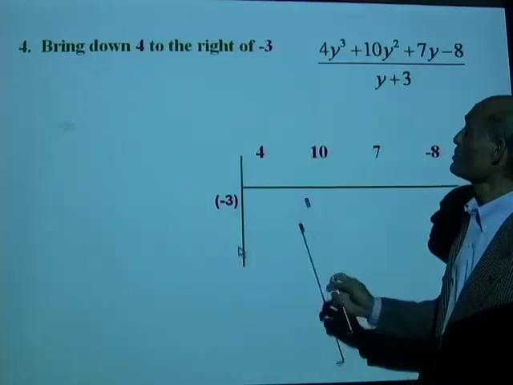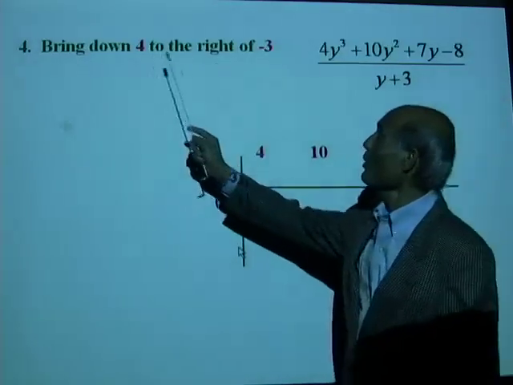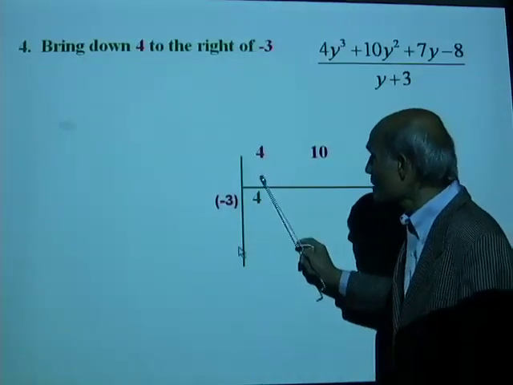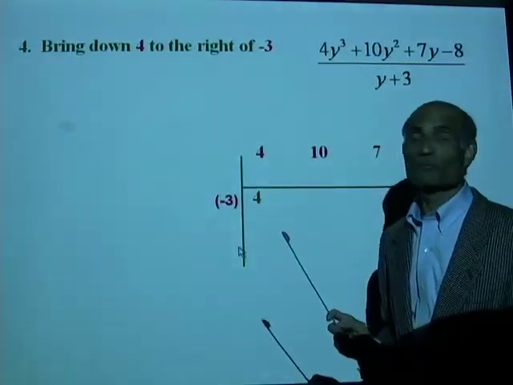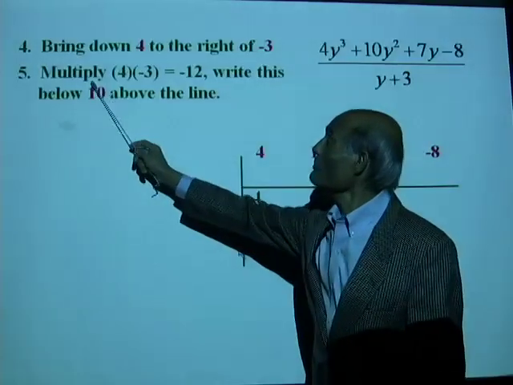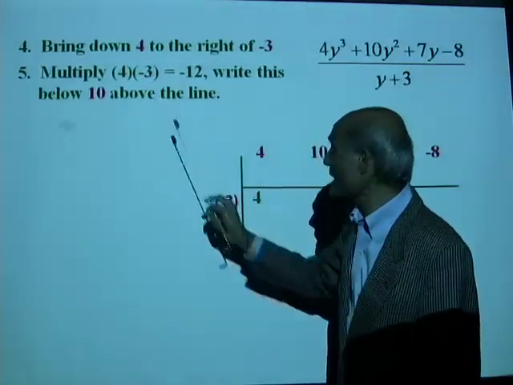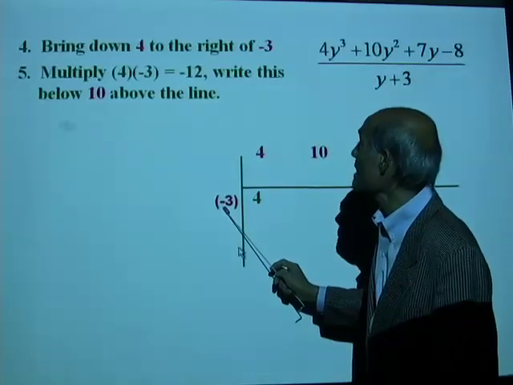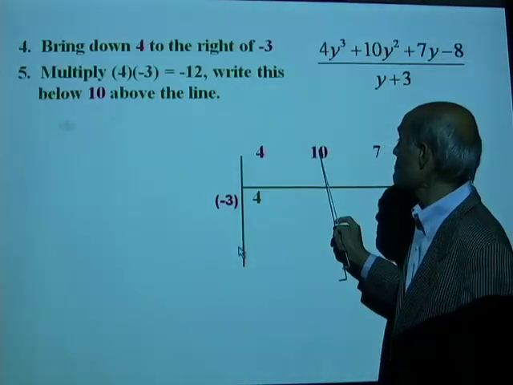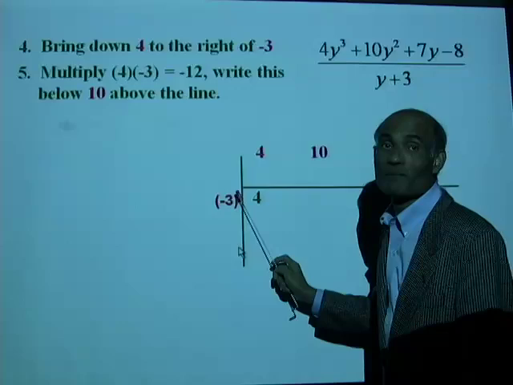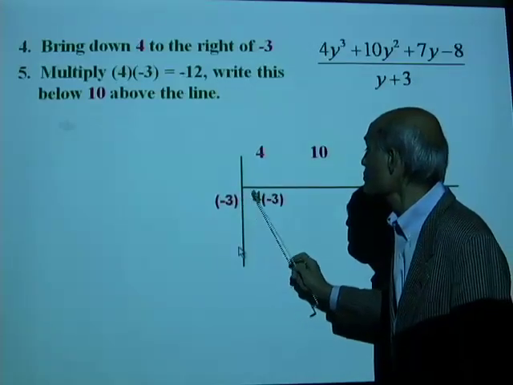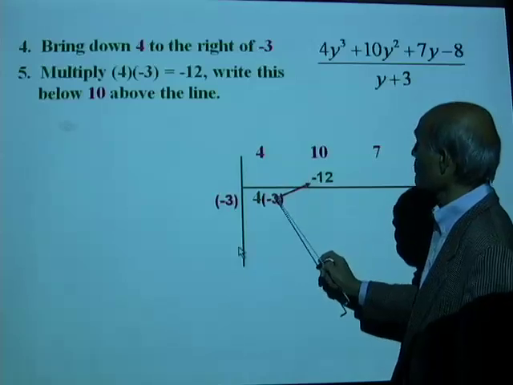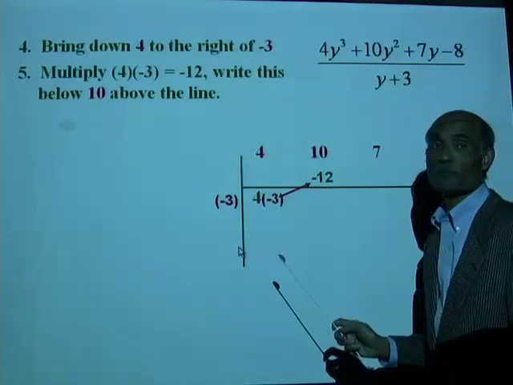All right, what do we do with this now? Step 4, bring down 4 to the right of negative 3. Bring down this 4. Next, multiply 4 with negative 3. 4 times negative 3, that is negative 12, and write it below 10.